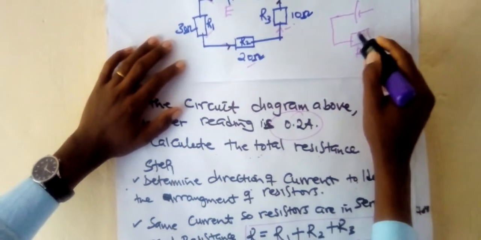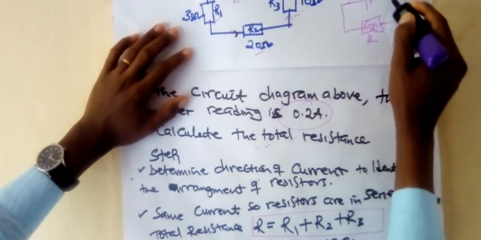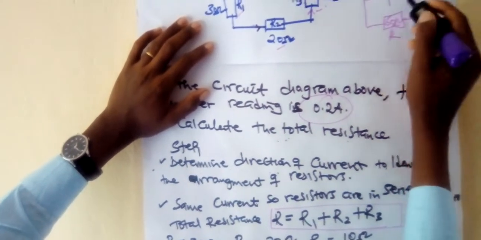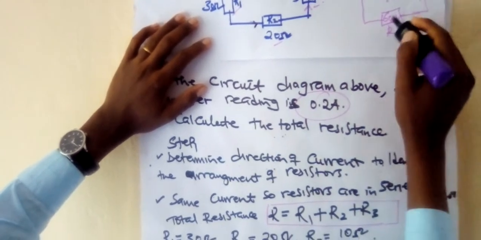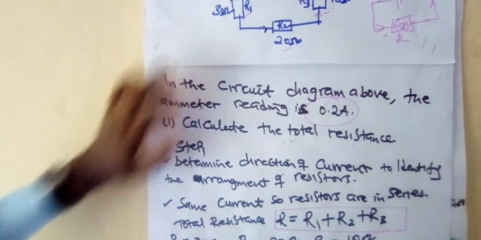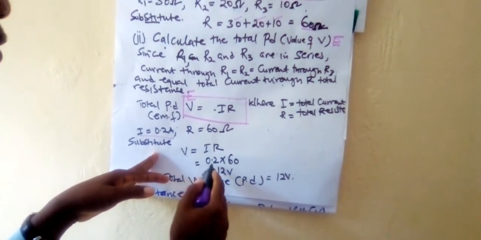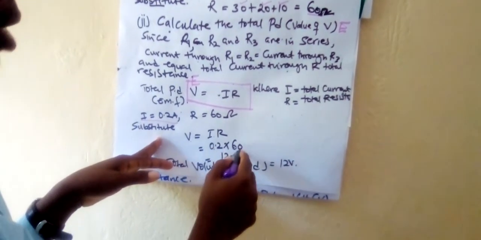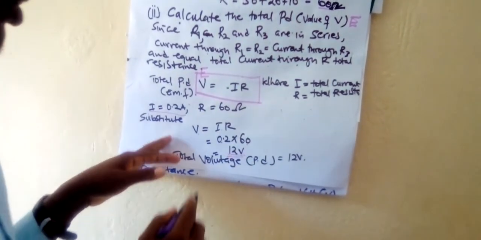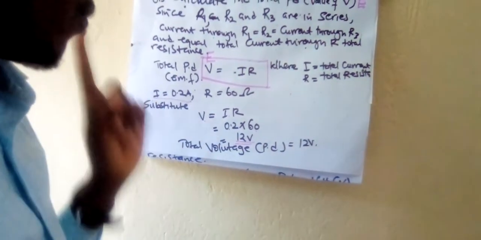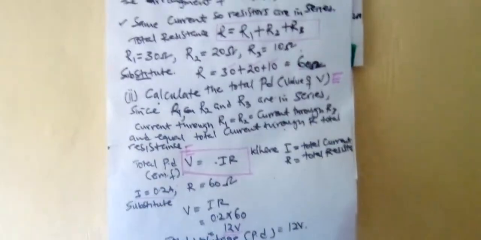Remember, this is your R, which was 60, the one you have got. Now, this is where the ammeter reading is. So if the current of the ammeter is 0.2, it is the same current that goes through the 60. Oh, that one is clear. So you just substitute in and say, therefore, my V is equal to IR, so V is equal to 0.2 times 60, giving me 12 volts. That is the total voltage supplied by the battery, and we have answered the question.